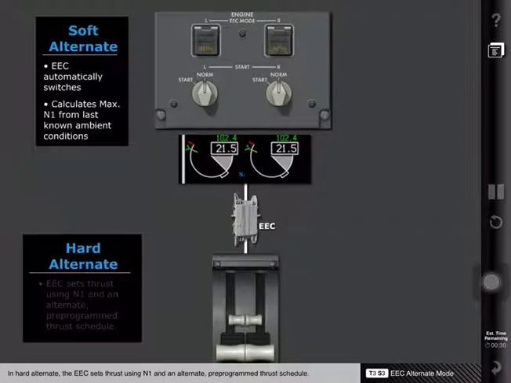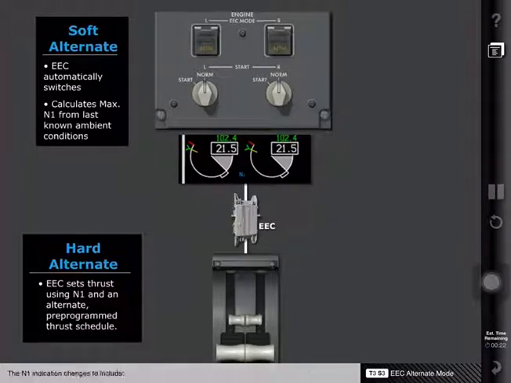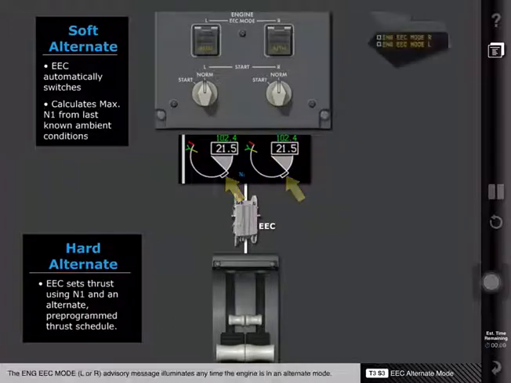In hard alternate, the EEC sets thrust using N1 and an alternate pre-programmed thrust schedule. The N1 indication changes to include reference and target N1, maximum N1, and commanded N1. The engine EEC mode left or right advisory message illuminates anytime the engine is in an alternate mode.